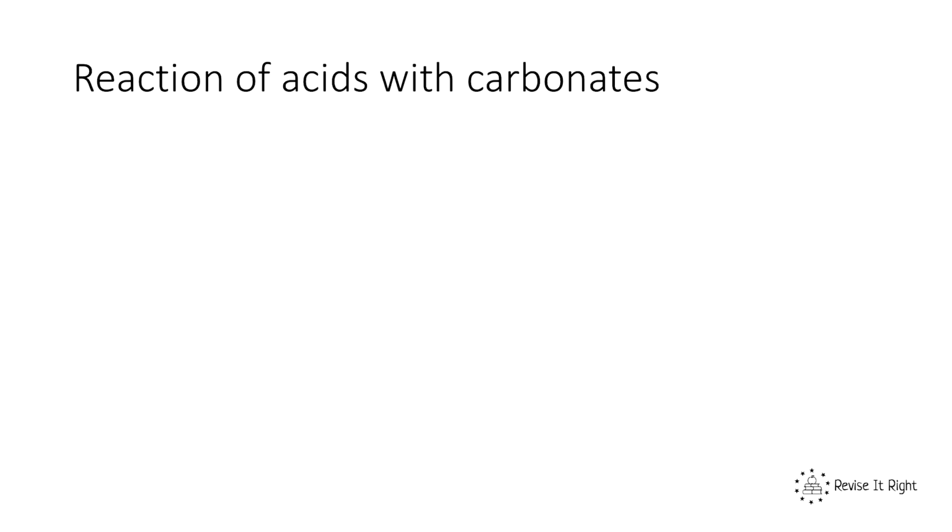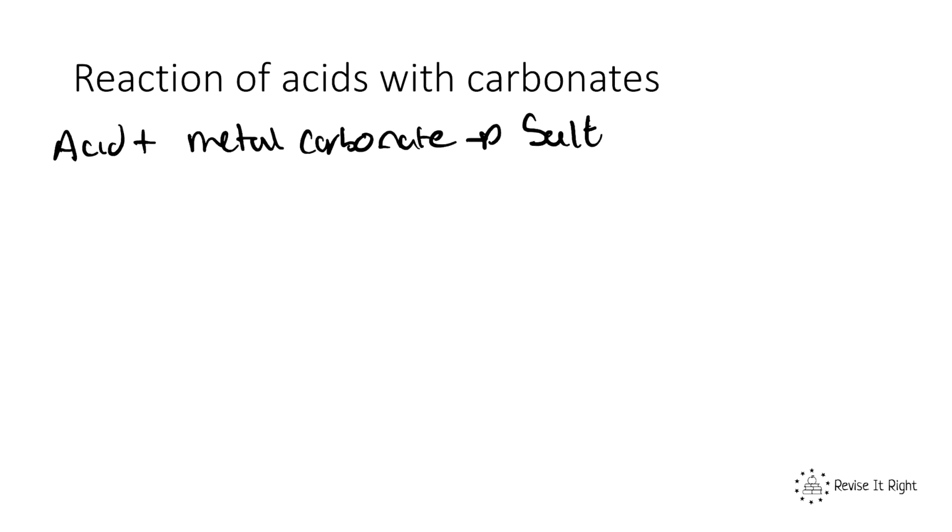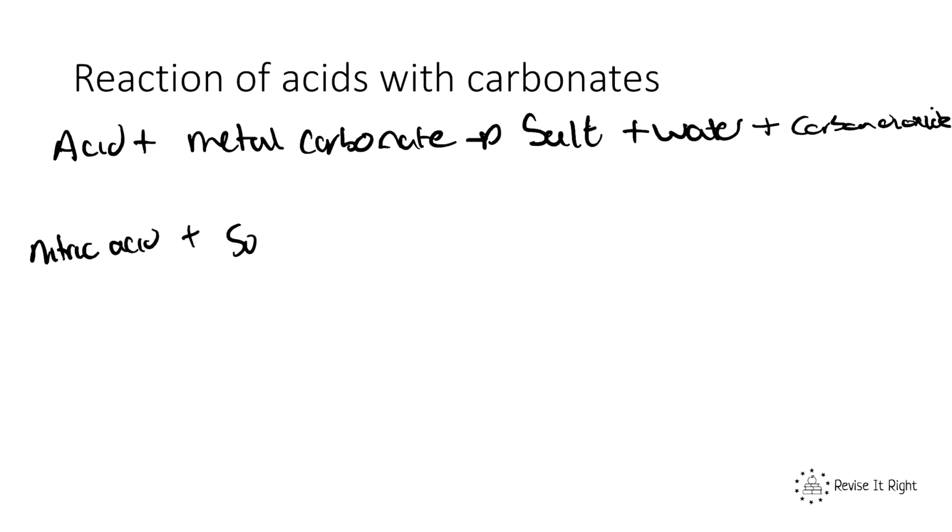Now we also need to know how reactions of acids mix with carbonates. So when an acid and a metal carbonate mix, it produces salt plus water and carbon dioxide. So acid plus metal carbonate produces a salt, again, which we have to name, plus water, but also plus carbon dioxide. So let's go through some worked examples. We've got nitric acid is going to react with sodium carbonate.